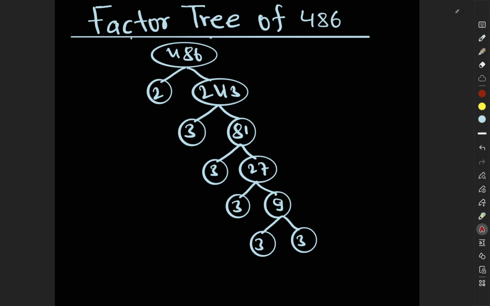So now we select the prime numbers among these numbers. So the prime numbers here are 2 and all these 3s. So now we can write 486 is equal to the product of all these prime numbers. So that is 2 and all these 3s.